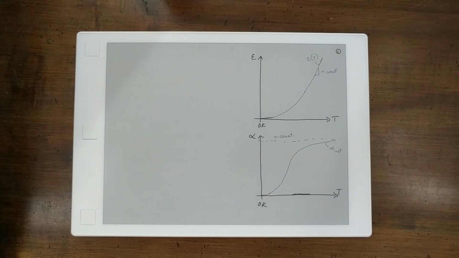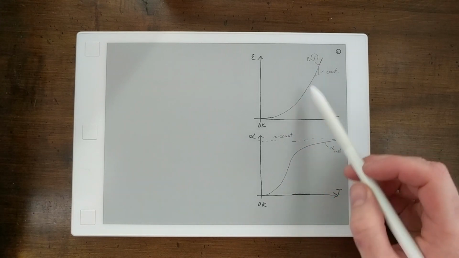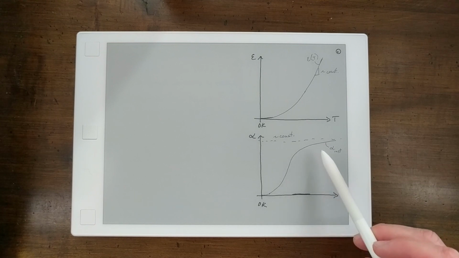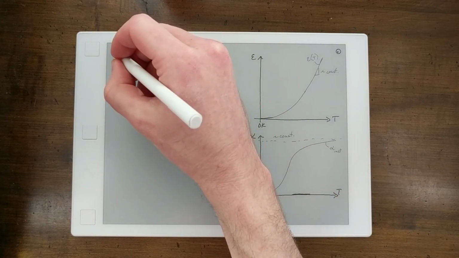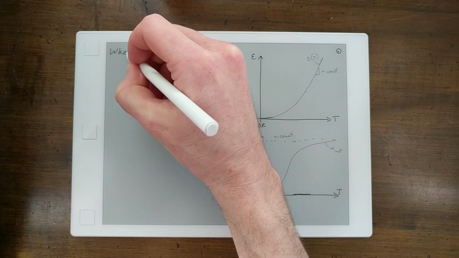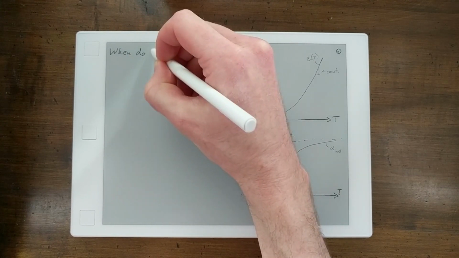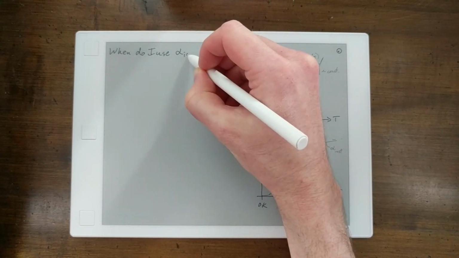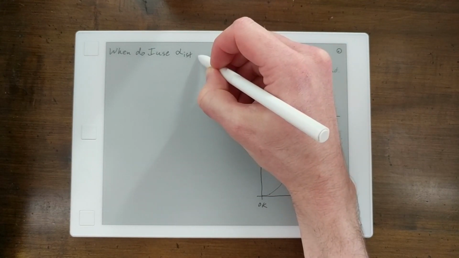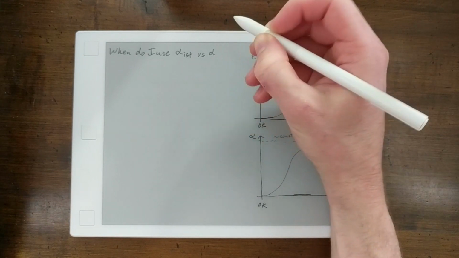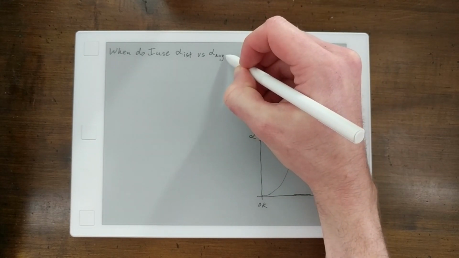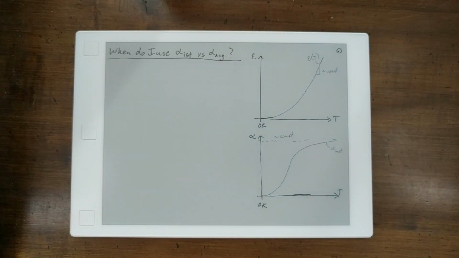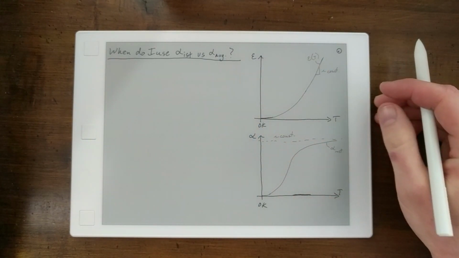Okay, so we've developed an understanding of the strain versus temperature curve and thermal expansion versus temperature curve. But the question still remains, when do I use alpha instantaneous versus alpha average? And so this depends on several elements.